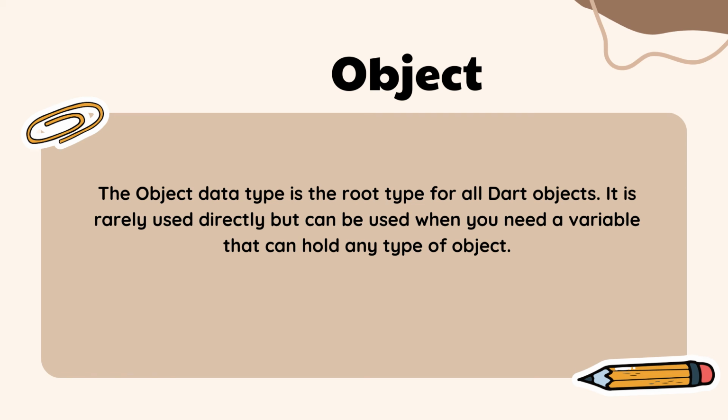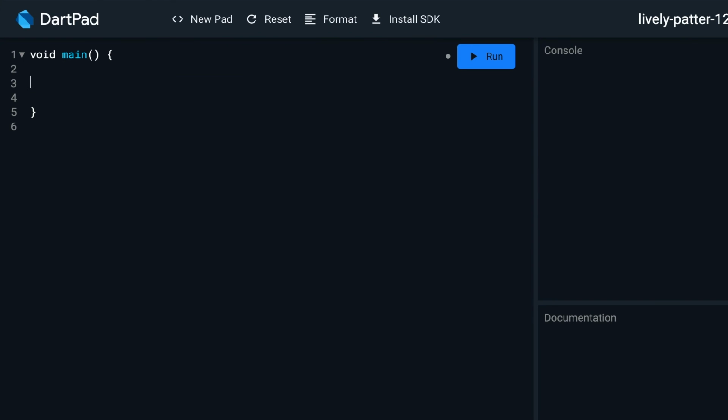The object data type is the root type for all Dart objects. It is rarely used directly but can be used when you need a variable that can hold any type of object. Here's how it works. Create an object variable, named obj. Assign it a string value, such as hello Dart. When you print the object, it is displayed.